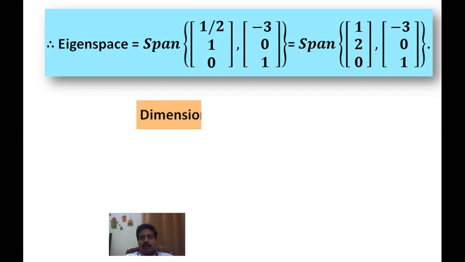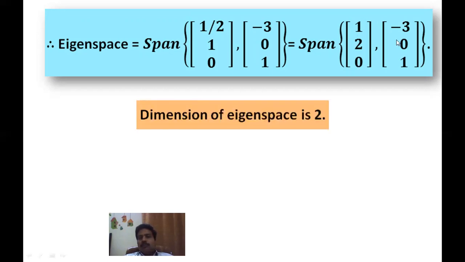Here we can observe that since there are two vectors and these two are linearly independent, this is the basis. The set is the basis for the eigenspace in which there are two vectors. So the dimension of the eigenspace is 2.